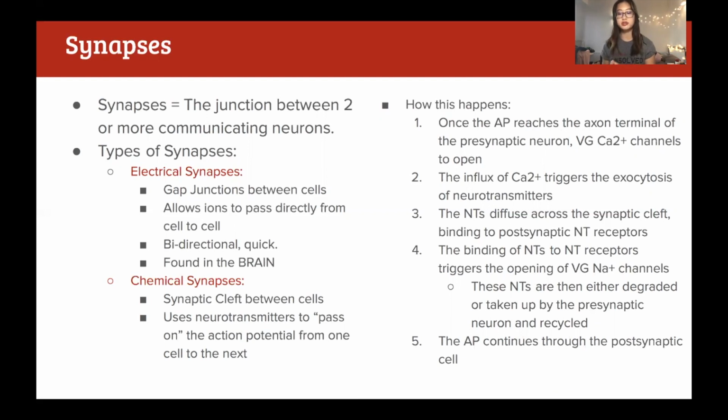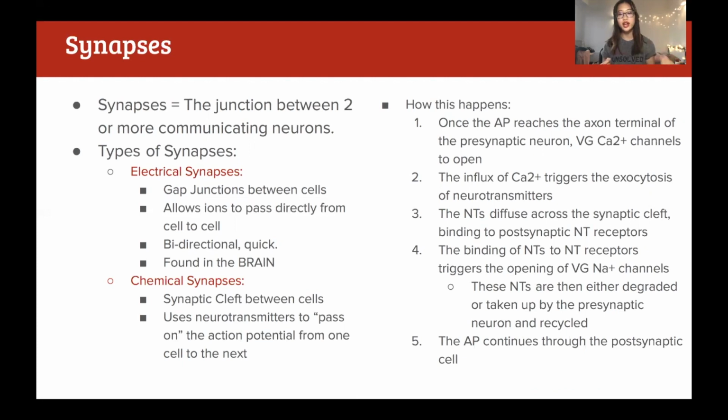And then once these neurotransmitters are released, they will undergo exocytosis and diffuse across the synaptic cleft, binding to postsynaptic neurotransmitter receptors. And then the binding of the neurotransmitters to the neurotransmitter receptors will trigger the opening of voltage-gated Na+ channels, right? And as you guys know, an action potential begins when Na+ ions flow into the nerve cell and continue to depolarize the nerve cell all the way down. And so that's how you get the continuation of the action potential through the postsynaptic cell.